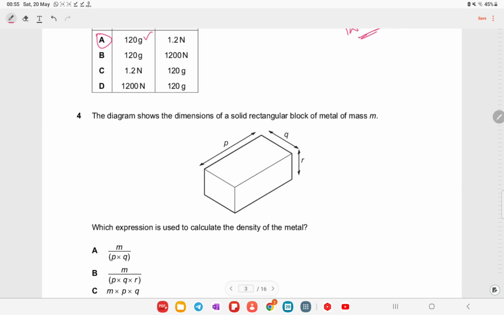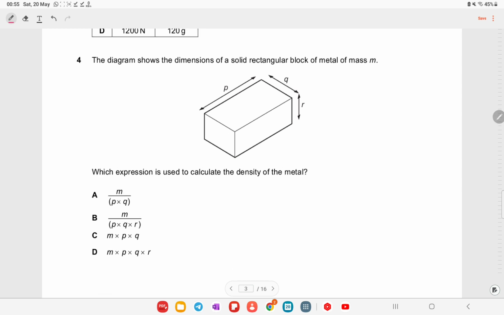The diagram shows the dimensions of a solid regular block of metal of mass m. Which expression is used to calculate the density of the metal? We know that density is equal to mass over volume. So what is the volume of this block, which has a rectangular base? It's going to be P times Q times R. So option B is going to be your right answer.